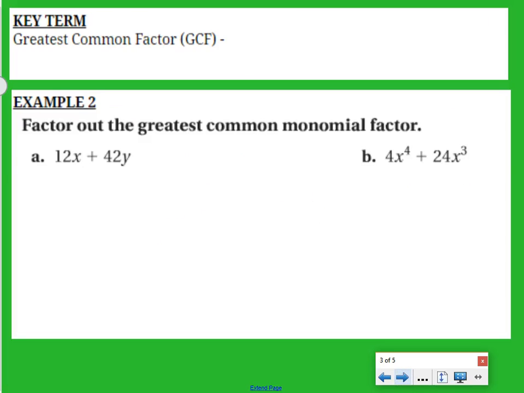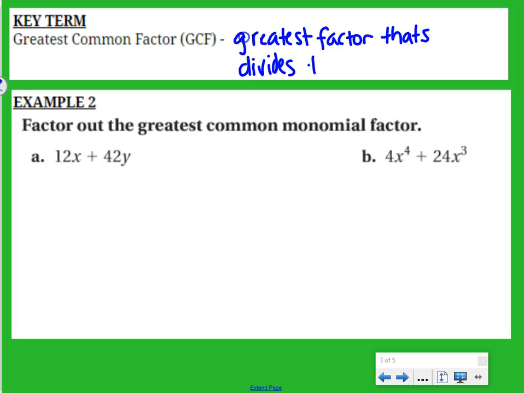Key term, greatest common factor. Our definition for that is the greatest factor that divides two numbers. So it's really what number can evenly go into both the numbers.